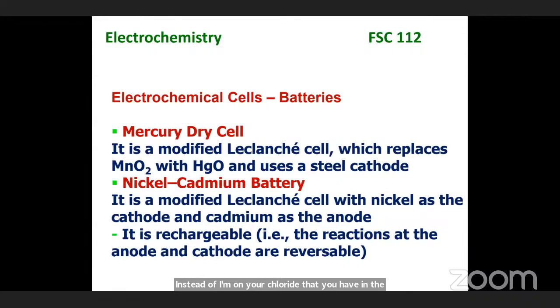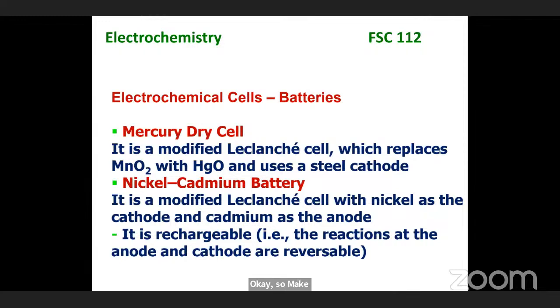All those cells that we've talked about now, the lead, the zinc dry cell, and the alkaline dry cell, are all non-rechargeable. In other words, once they discharge, that is the end of their life cycle. Some of you will already know that when you put a battery in your torch or your radio, once it dies, you throw it away.